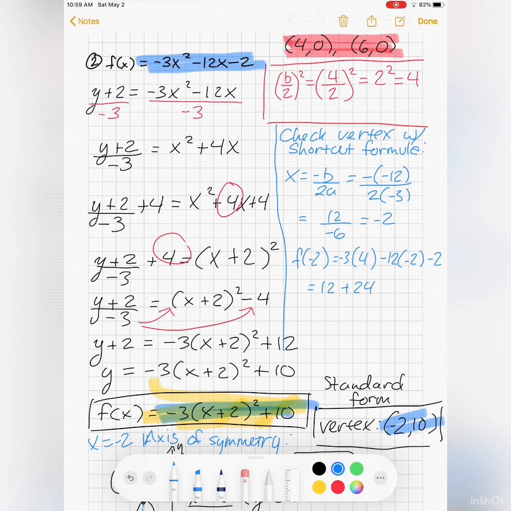Oh, I lost my negative here. So that's 12 minus 2. Oh, look at that. I get the same result. Okay, so just verifying that that shortcut formula also works there to find the vertex that we already found by completing the square.